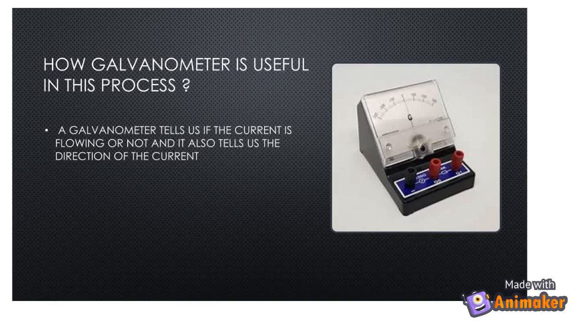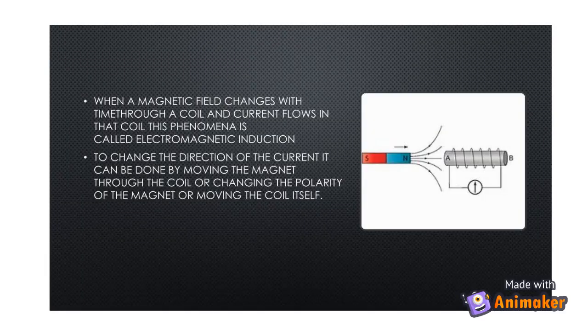When a magnetic field changes with time through a coil and a current flows in that coil, this phenomenon is called electromagnetic induction. To change the direction of the current, it can be done by moving the magnet through the coil, or changing the polarity of the magnet, or moving the coil itself.